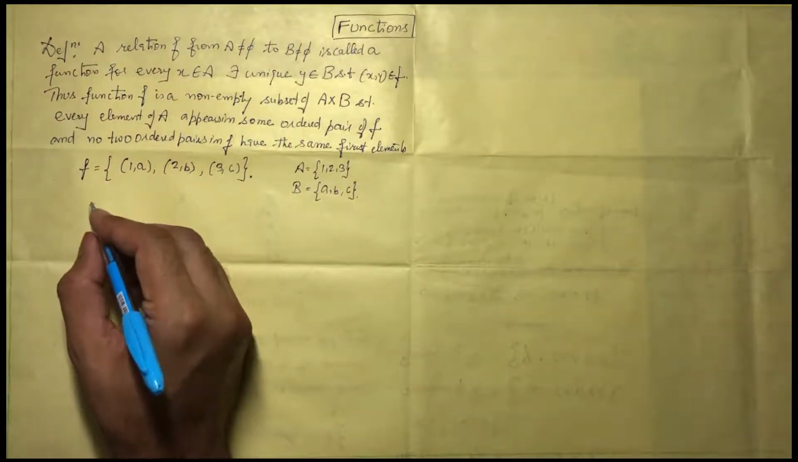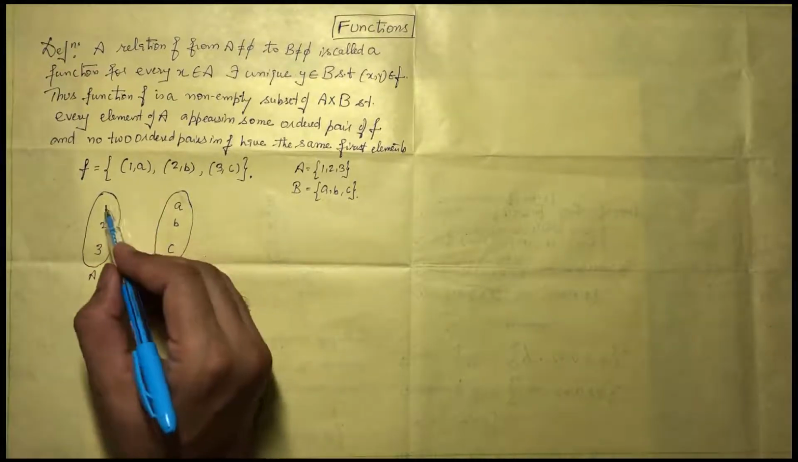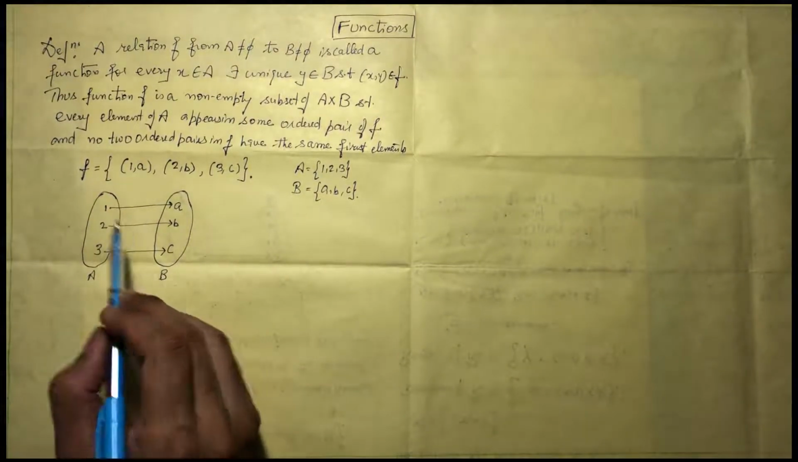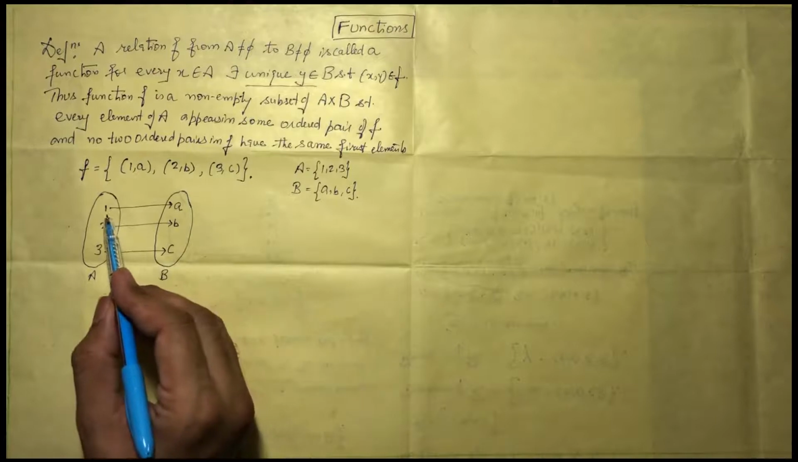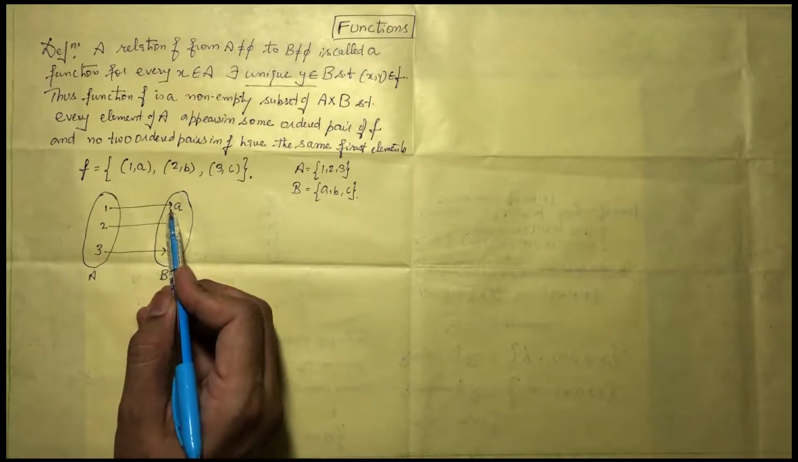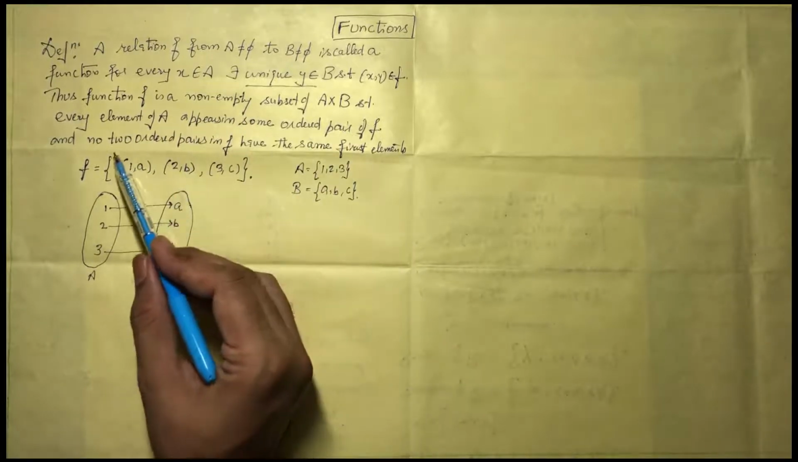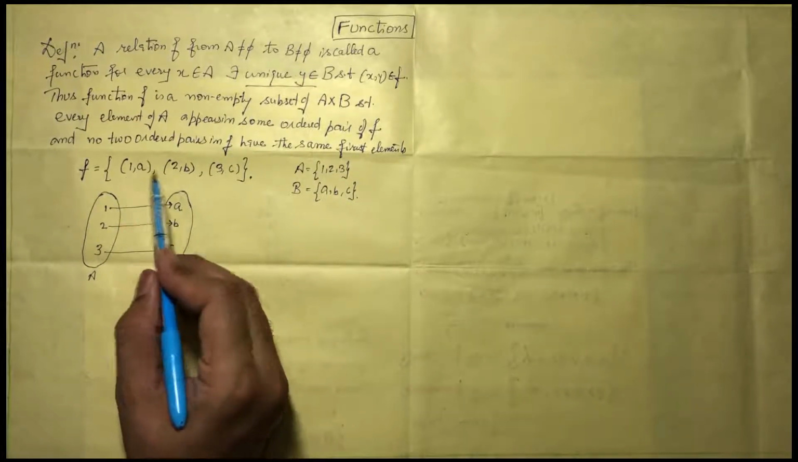Now, how can we express relations by arrow diagrams? We draw that diagram first. This is A, this is B, 1, 2, 3, a, b, c. Now, as you see, 1 goes to a, 2 goes to b and 3 goes to c. So, this is a simple example of a function. So, here f is a function. Now, why? We will discuss these two definitions again. For every x in A, there exists a unique y, so for every element here there is a unique element. And in the second part we have written every element of A appears in some ordered pair of f and no two ordered pairs have the same first element. None of these have the same first element. So, this is a function.